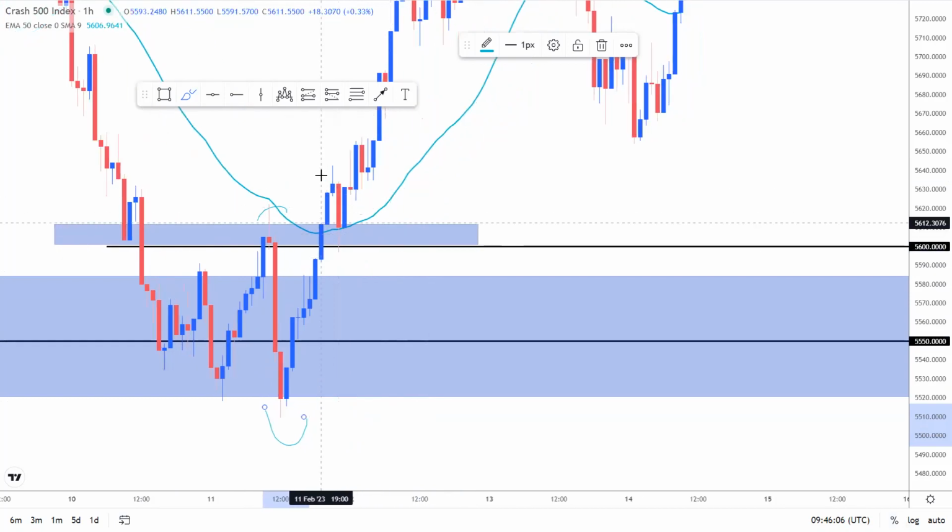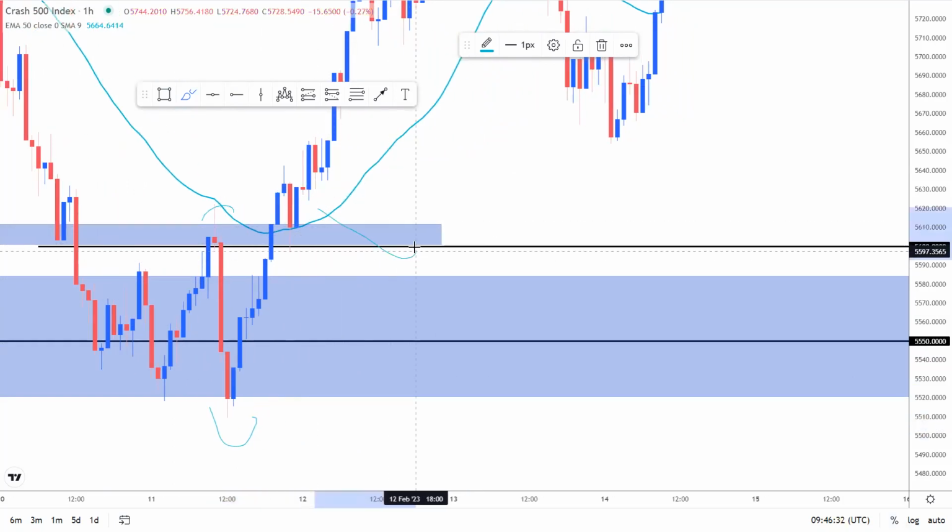So all I needed was a retest of this level. So this was my area of interest. As you can see clearly, previously we had a support right here, we had a break, and the level acted now as a resistance because we're below the level. And now, having broken above the level, we're expecting the level to act now as a support.